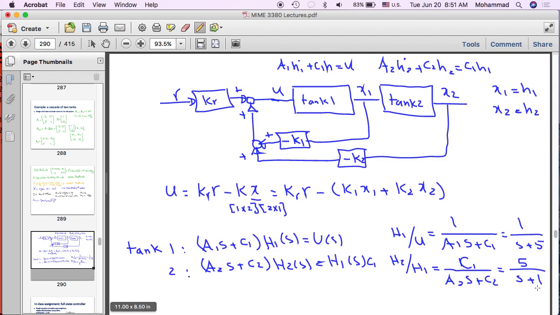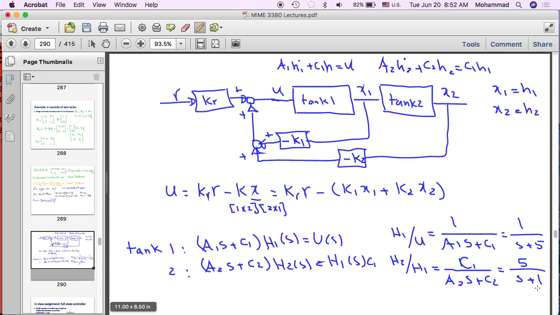Yes, question. For that U equals equation right there, is that K sub R times R? Yeah, KR that is in that block. Do you see the block on the top? Yes. Yeah, that's KR times R, minus K1 times X1 minus K2 times X2. So please open Simulink and create this block diagram. I'll give you a couple of minutes to create that block diagram in Simulink.